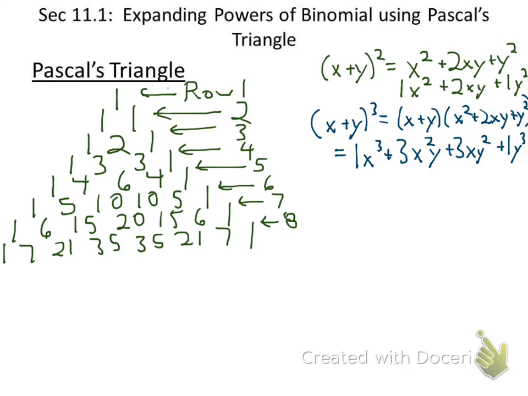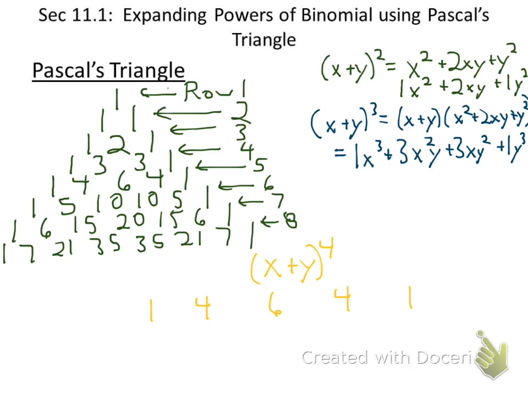Okay, well let's see if we can figure something out here. What if we now wanted x plus y to the fourth, but I didn't want to have to multiply? So let's see. I know my coefficients would be 1, 4, 6, 4, 1, because it's the next row. We take the row one less than that. So row 5 fits to the 4th power.